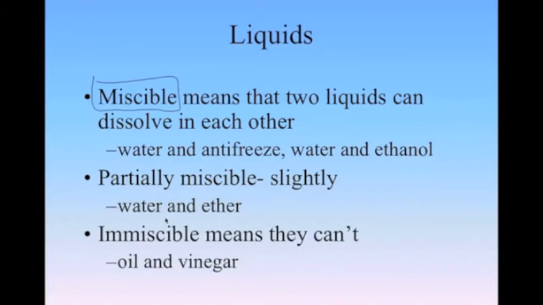Okay, partially miscible means slightly. It's not completely dissolved in one another, but we see that with water and ether, they mix partially. And then immiscible means that they cannot become a solution, they cannot dissolve in each other. Oil and vinegar is an example of this, think of Italian dressing. You can shake them up as much as you want, but eventually they're going to settle back out and they don't dissolve in one another.